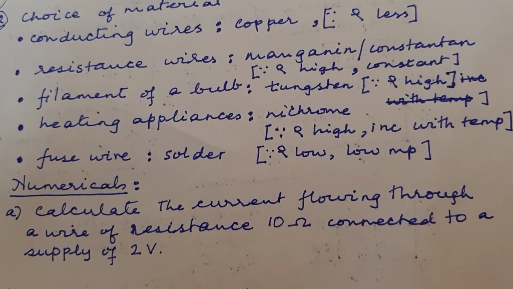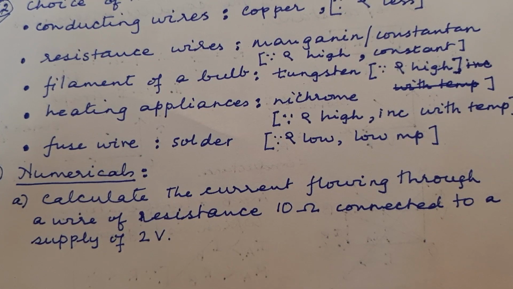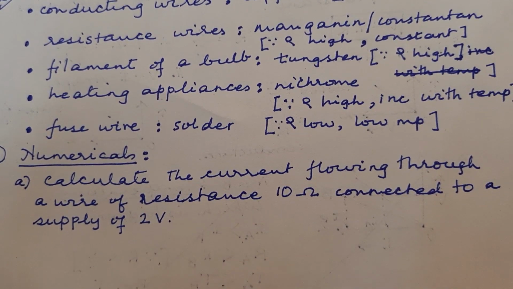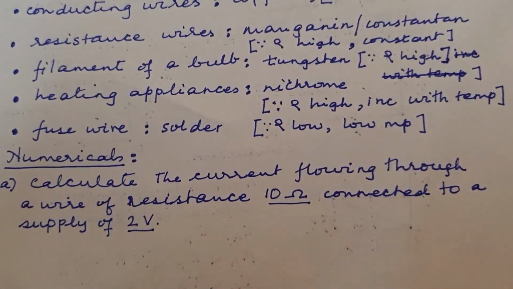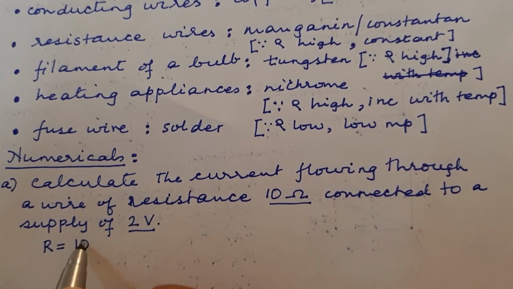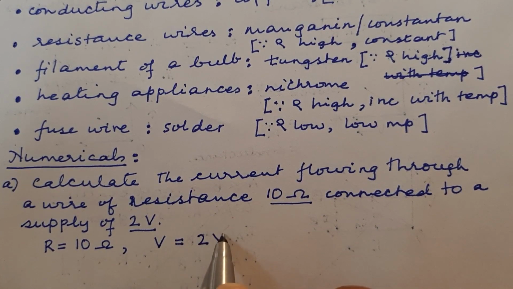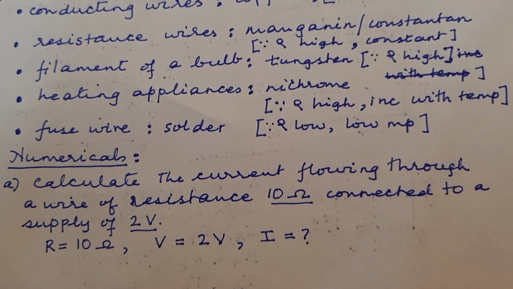Let us come to the numericals. Now numericals, the first one, that is A: calculate the current flowing through a wire of resistance 10 ohm connected to a supply of 2 volts. First of all, understand the quantities that are there, 10 ohm and then we have 2 volt. And so we shall write R is given as 10 ohm, your PD, that is V, is given as 2 volt, and they are asking you the current is how much.